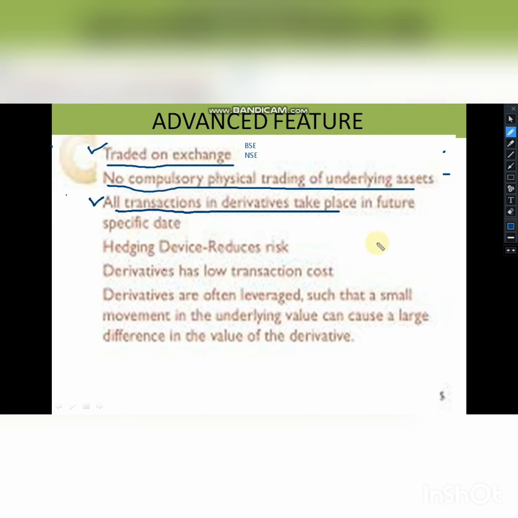Okay, another point we have is hedging device. This point is very important. Financial derivatives are also known as hedging devices. Why are these known as hedging devices? Because these derivatives basically reduce the risk of the two parties, because the two parties are coming into a contract. The reason is only one: to reduce the risk.